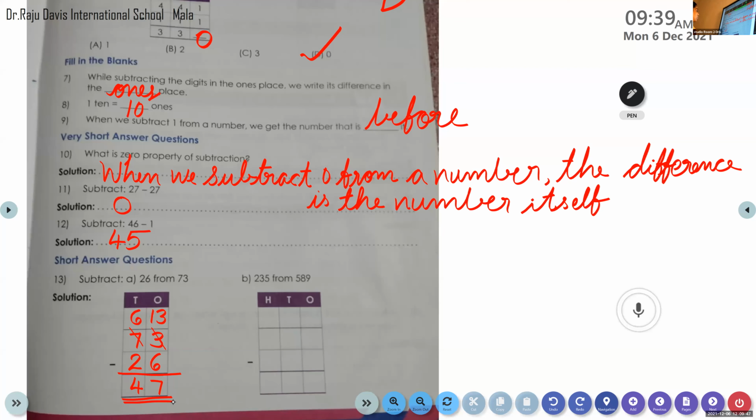235 from 589. So arrange the numbers in the correct boxes. First, which number do we have to write? 589. Yes, that is the bigger number here. So we have to write that, then the next number, 235. Then subtract.